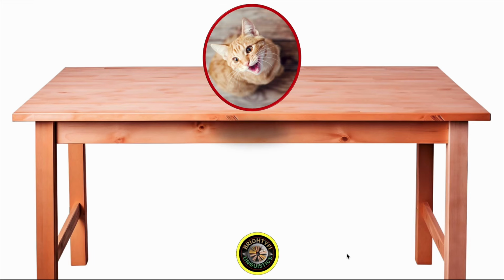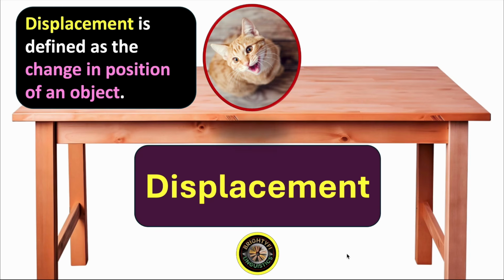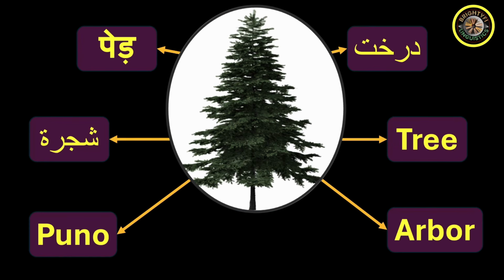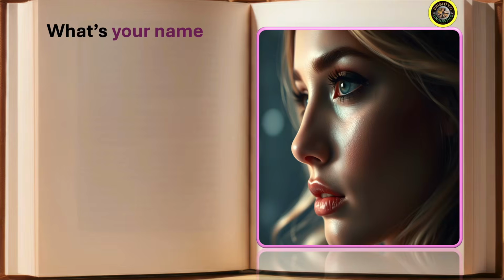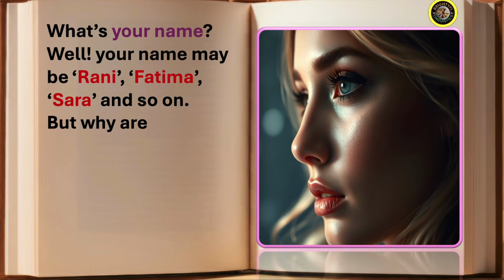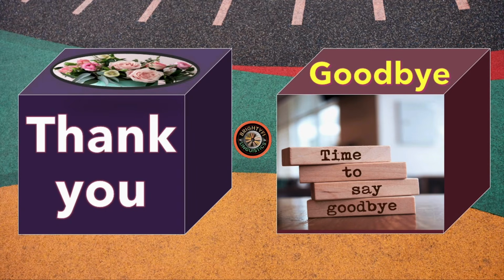This means that the vase of flower has been displaced, has been replaced by the cat. This is basically that displacement is defined as the change in position of an object. In other words, we can say arbitrariness given to the object or the name refers to it. Basically, this is the whole idea behind the concept of arbitrariness. What's your name? Well, your name may be Rani, Fatima, Sarah, and so on. But why product cultural transmission? You understand the idea? Thank you.